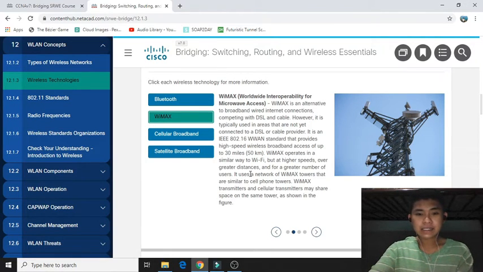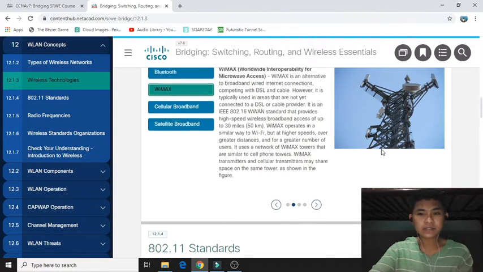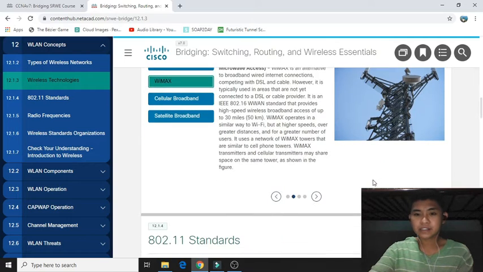WiMAX operates in a similar way to Wi-Fi but at a higher speed, over greater distances, and for a greater number of users. It uses a network of WiMAX towers that are similar to cell phone towers, and the transmitters and cellular transmitters may share space on the same tower as shown in this figure. You can see here the sample of a WiMAX tower.